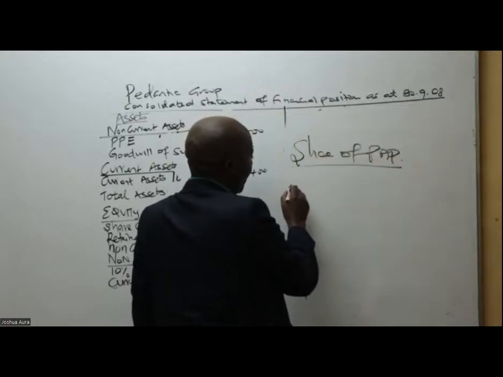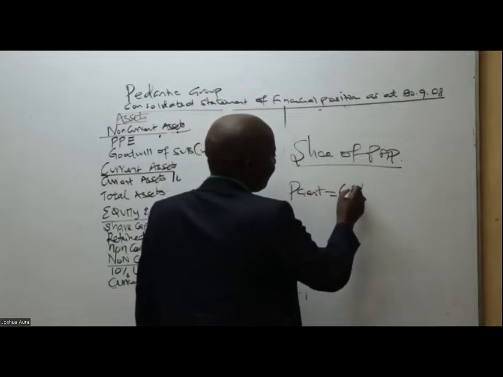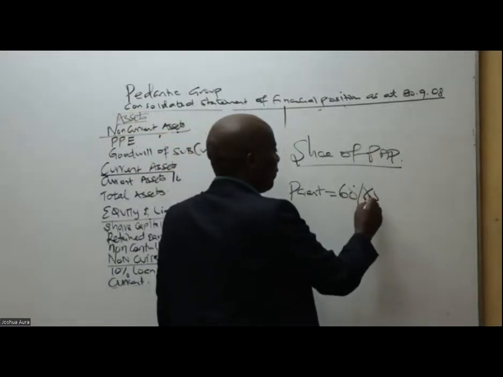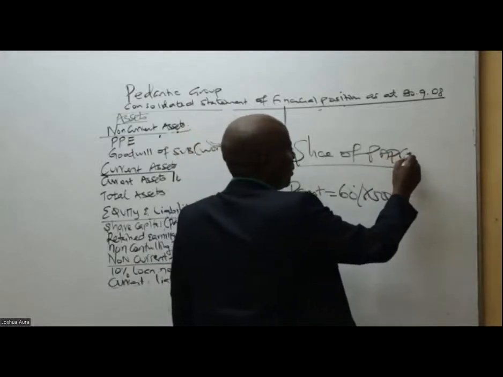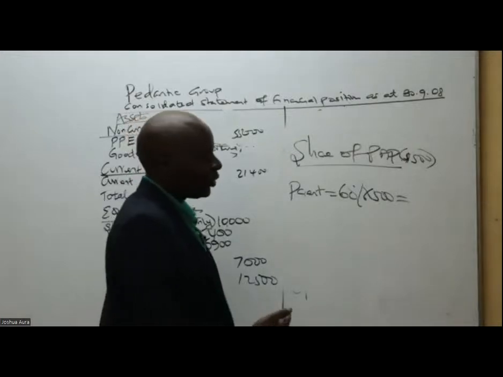So we have in this case the parent company. The parent is 60%. So 60% of 500 gives us what here? Remember it's the share of PAP, which is 500. So 60% of 500 gives me 300.